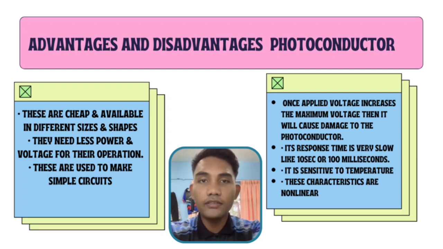The disadvantages of a photoconductor. Once the applied voltage increases beyond the maximum voltage, it will cause damage to the photoconductor. Its response time is very slow, like 10 seconds or 100 milliseconds. It is sensitive to temperature and its characteristics are non-linear.